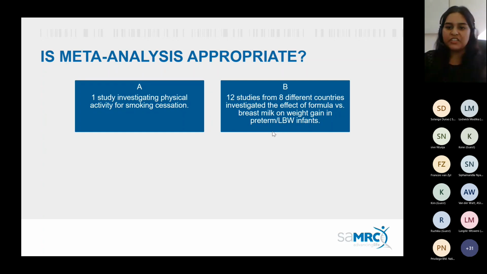So for which of these scenarios would meta-analysis be appropriate? Mostly B's coming through. Yes, majority. Almost everything is B. That's excellent.